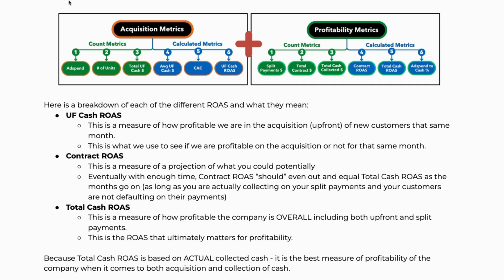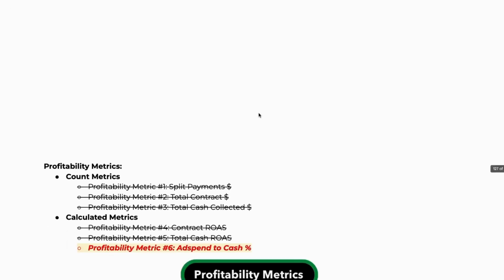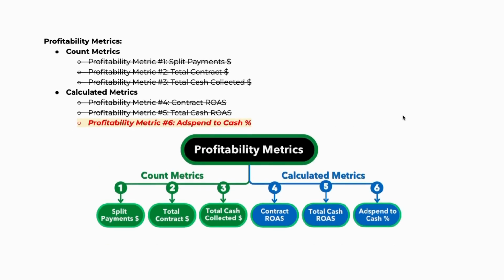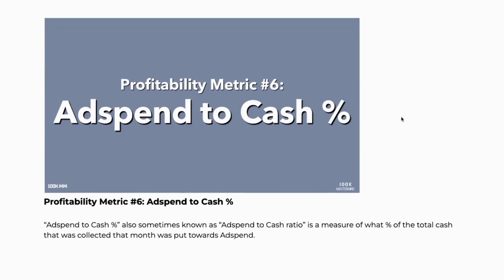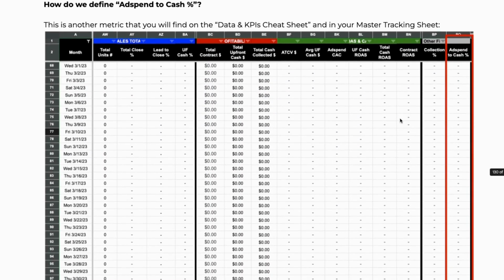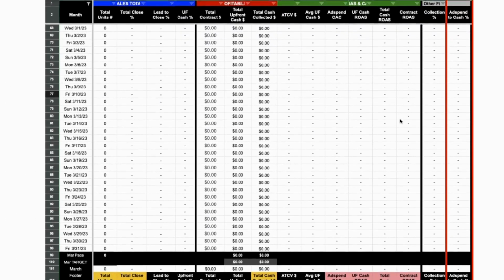Beautiful. Now that you understand that, ladies and gentlemen, that is profitability metric number 5, which is total cash ROAS. And now we've even touched on some of the differences between the ROASs so that you can understand, cool, this is what this ROAS actually means. Now, profitability metric number 6 is ad spend to cash percentage, or sometimes known as ad spend to cash ratio. This is basically the percentage of the total cash for that month that was allocated towards ad spend. Again, this is automatically calculated for you inside of the actual tracking sheet. You will also find it inside of the cheat sheet, okay?